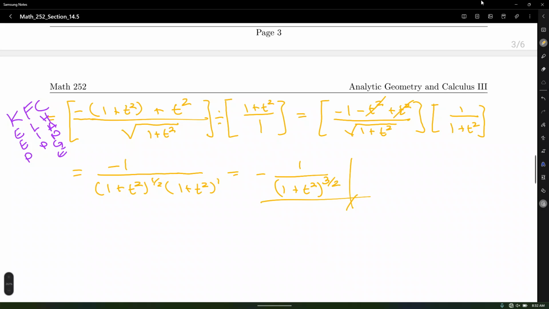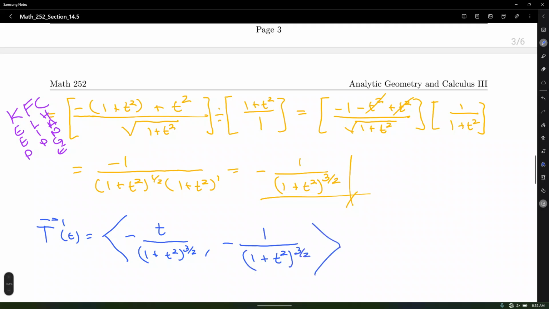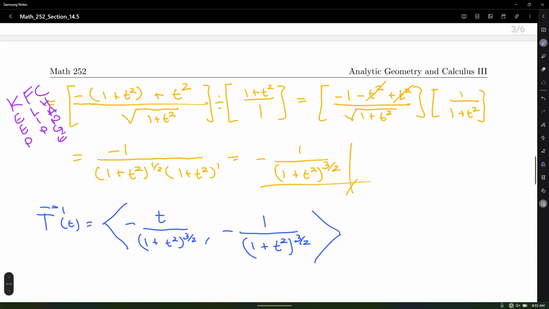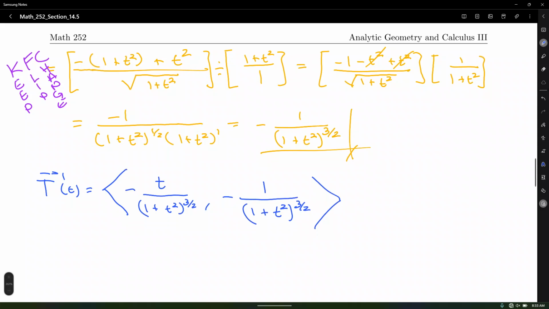All right, so we're ready to express the derivative of the unit tangent, that is big T prime. That is what we got for the derivative of the first expression, which is negative t over 1 plus t squared to the 3 halves, comma, this result, negative 1 over 1 plus t squared to the 3 halves. So that's only the derivative of the unit tangent. We're almost there, so to speak, to get the unit normal vector. Now we need to find the magnitude of this vector, because to get the unit normal vector, we need the derivative of this unit tangent vector divided by its magnitude. So let's get the magnitude of this.